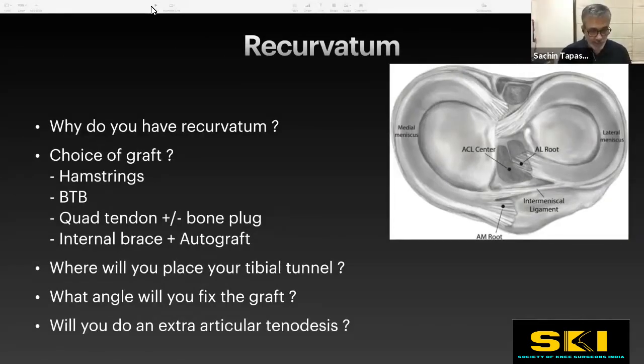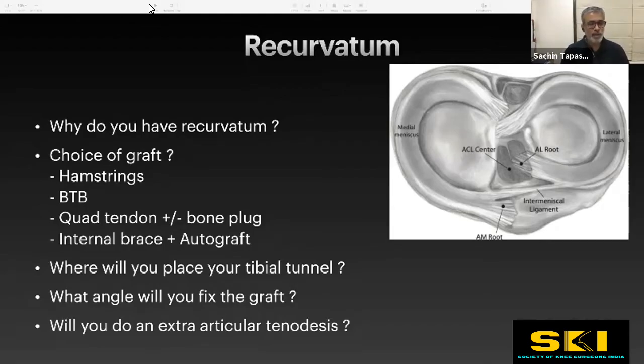Yeah. So if I can just summarize on this case, recurvatum is a high-risk group. There are different strategies to deal with it. Either you can use a robust graft like your BTB or the hamstring or the quad tendon. The other way is that if you want to use a hamstrings graft, which is likely to stretch, then you may choose to add an internal brace as an exceptional situation here.